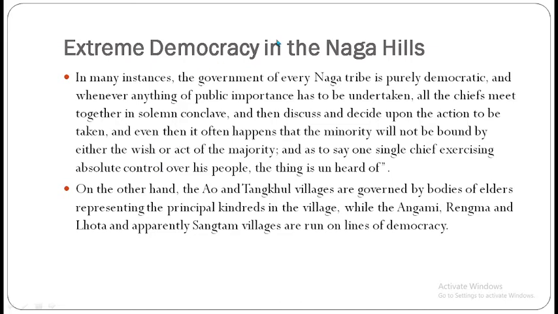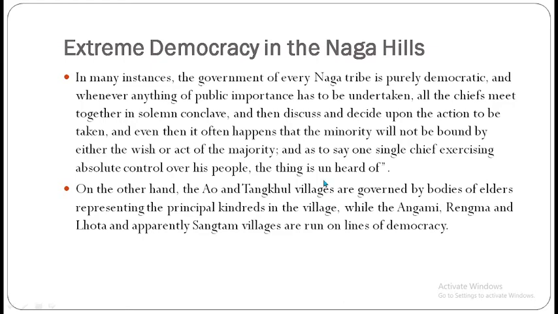In many instances, the government of every Naga tribe is purely democratic, and whenever anything of public importance has to be undertaken, all the chiefs meet together in solemn conclave and then discuss and decide upon the action to be taken. And even then, it often happens that the minority will not be bound by either the wish or act of the majority, and as to one single chief exercising absolute control over his people, the thing is unheard of.